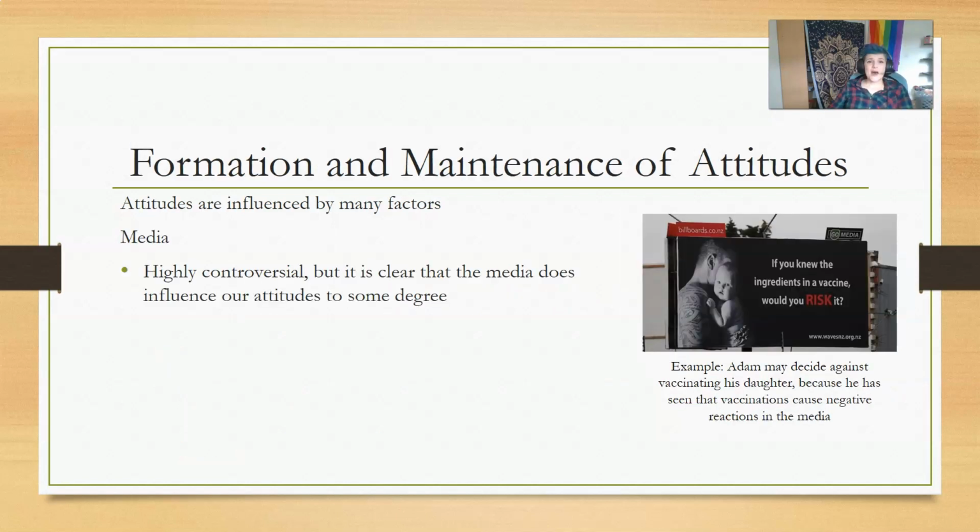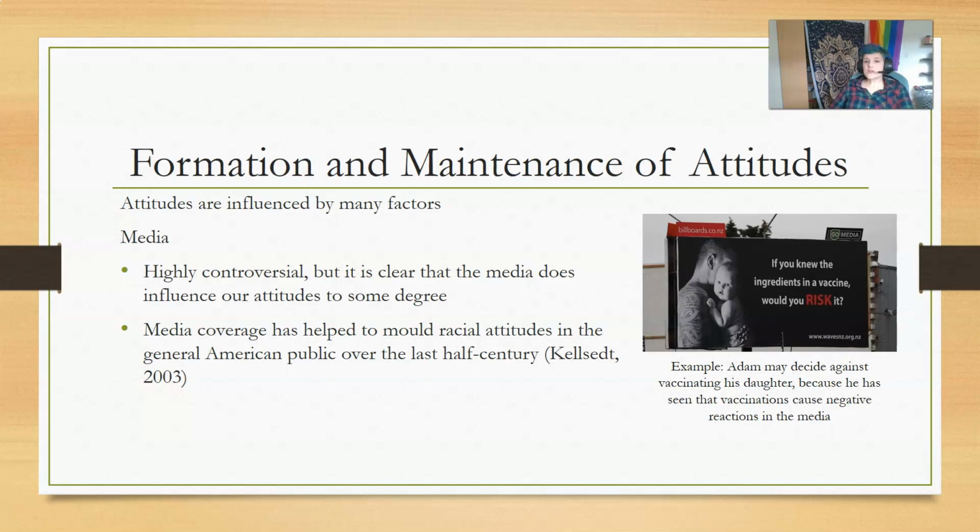Similarly, we see attitudes formed and supported through the media. So this is highly controversial, but it's clear that the media does influence our attitudes to some degree. Media coverage has helped to shape racial attitudes in the general American public over the last half century. This research was in 2003, however, we can see that Donald Trump is still using advertising to manipulate people's perspectives. And so the media is a very powerful way of influencing people's attitudes.